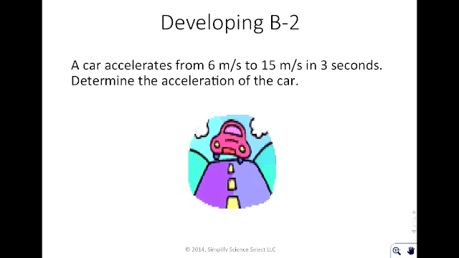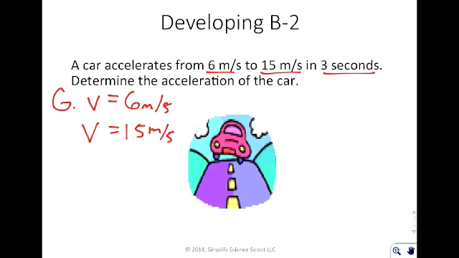Next it says a car accelerates, okay, this is a keyword, accelerates, from 6 to 15 in 3 seconds. So because I'm trying to calculate here, I'm going to use the guess method. Remember, the guess method means we have to have our given. The information that's given to me is I have a velocity that is 6 meters per second. I have a velocity that's 15 meters per second. I have a time that's 3 seconds.